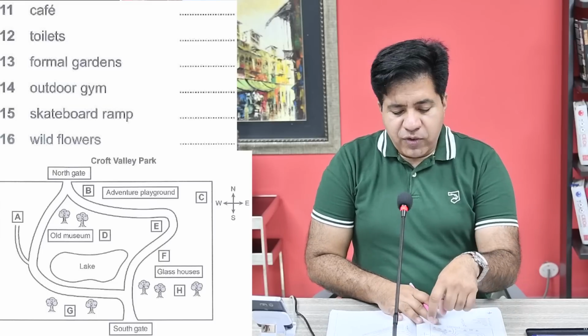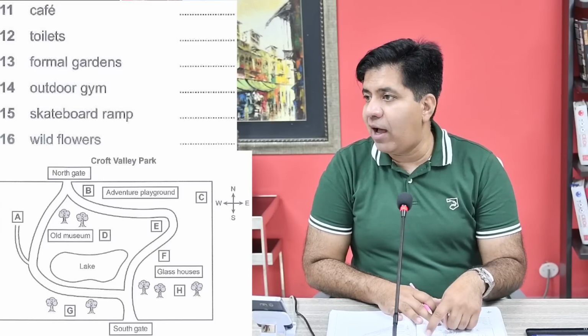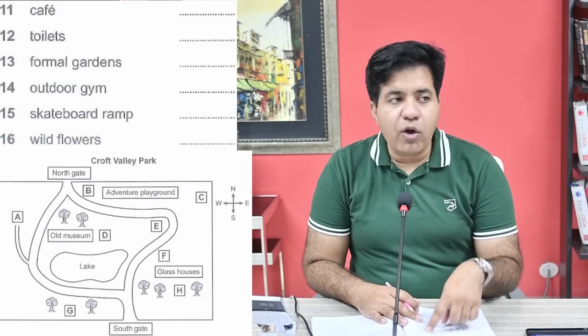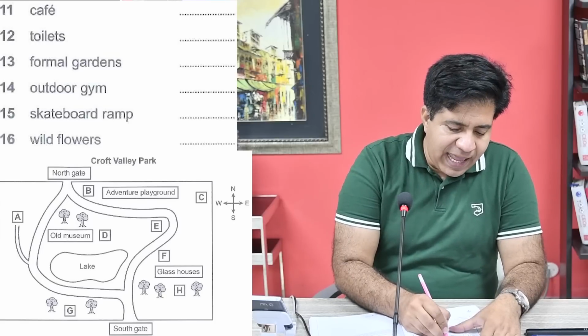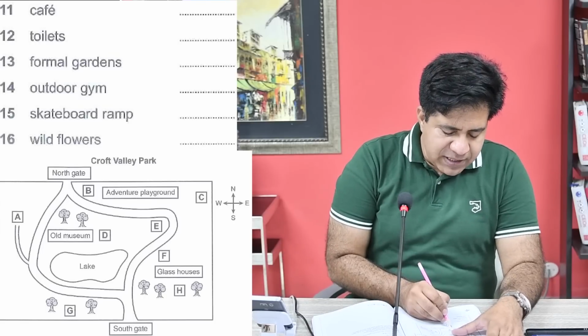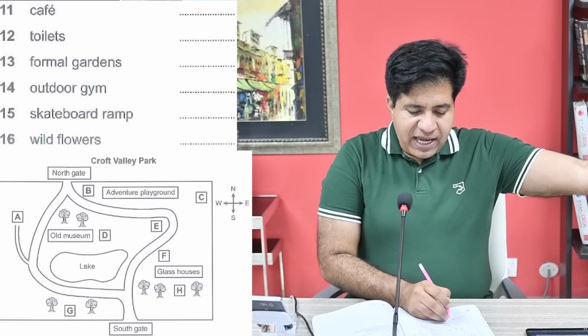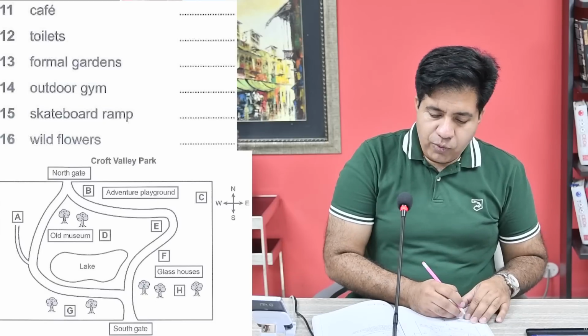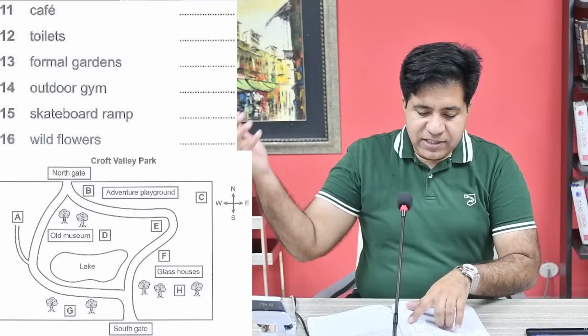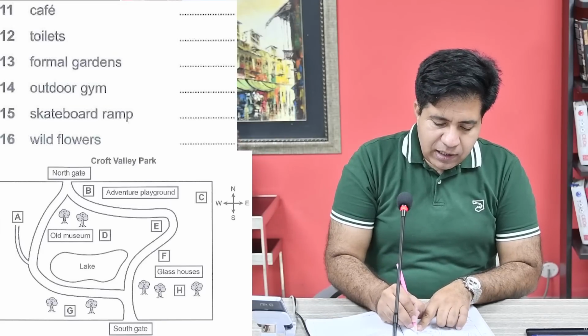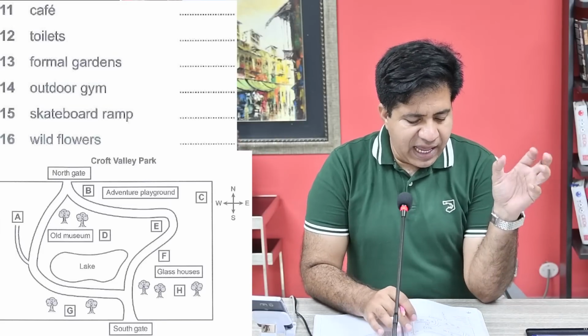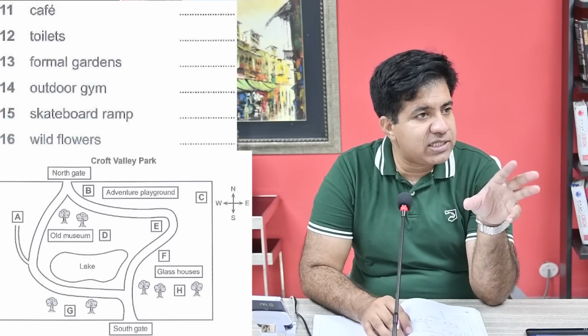First, you can see they have given east, west, north, south. So it's a very good idea that on the top of the map, you write capital N. Bottom of the map, capital S. Left side, capital W. And the right side, capital E. Okay. Now, if they use anything like west, north, south, east, you will be clear.